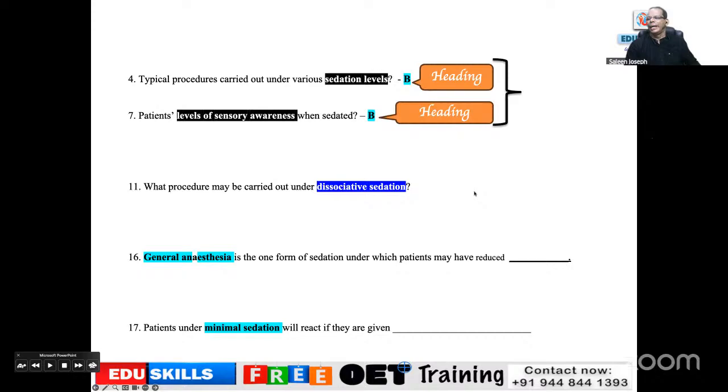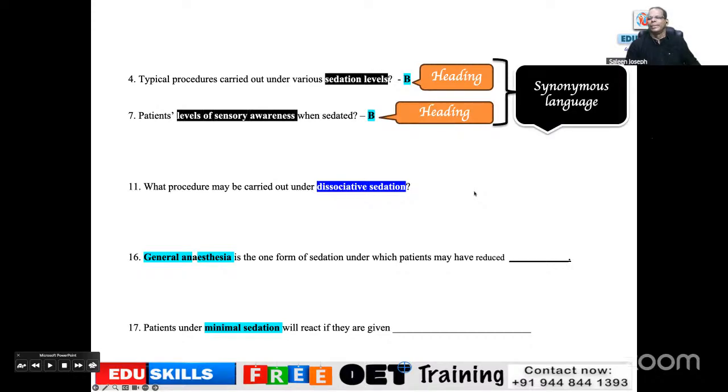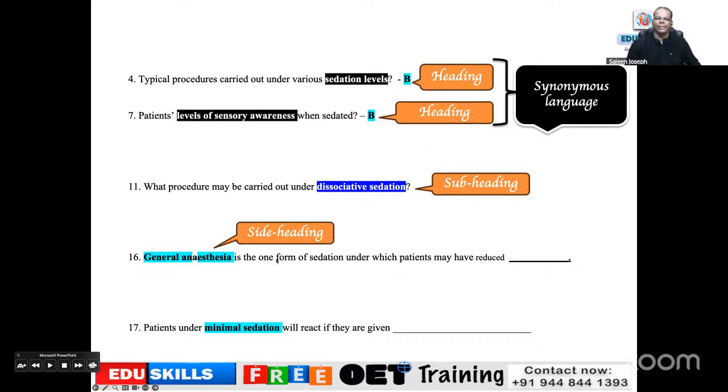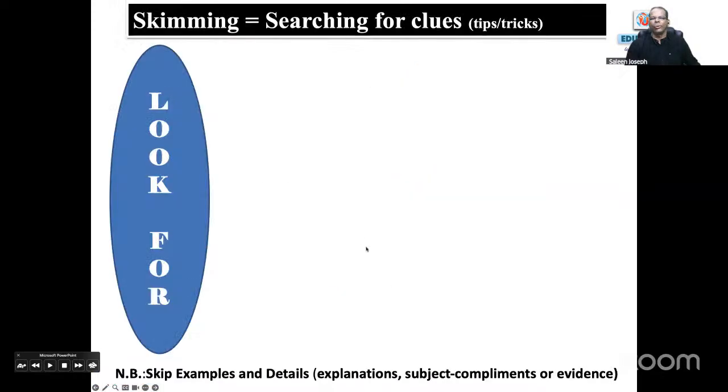They are from the heading. The clue is the heading itself. Synonymous language is being used. Then the subheading dissociative sedation, side heading general anesthesia. I have made a differentiation between these things for you to understand. Heading, then subheading, then small heading, side headings. Then patients under minimal sedation will react if they are given. Again, that is a side heading, a clue to the answer.